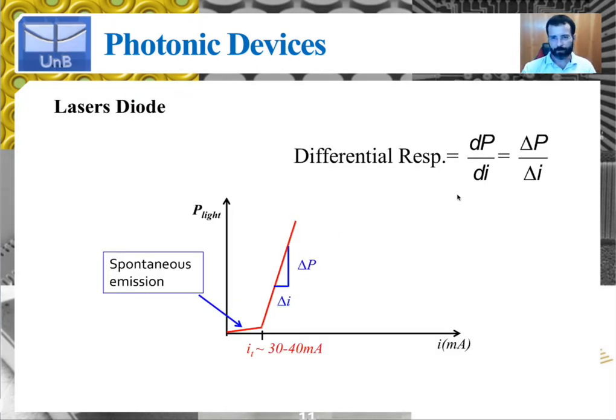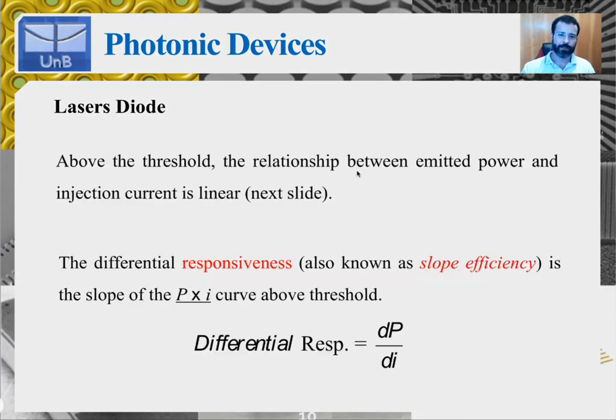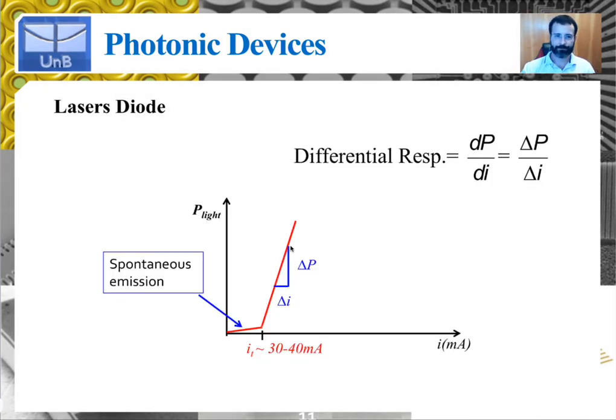And since this is a straight line, it will also be delta P over delta I for a given pair of points that you pick along this line. But by definition, it's the slope of this line, or in other words, the derivative of P with respect to I on this graph, right? So that's the differential responsivity. Okay, it's an important concept relating to the efficiency of a laser: the increasing power with the increasing current that you have once the laser is actually oscillating.